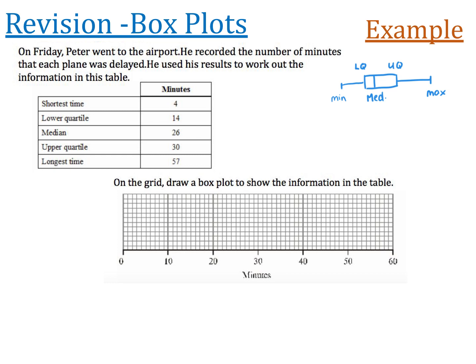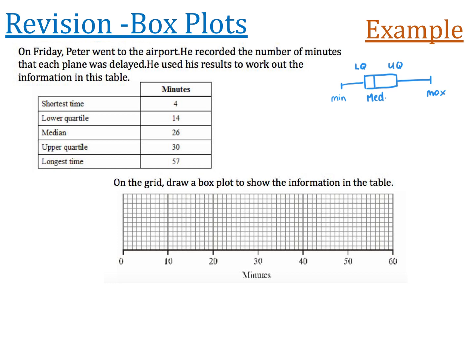So on Friday, Peter went to the airport. He recorded the number of minutes that a bunch of planes were delayed, and he used his results to work out the information in this table. He figured out the shortest time that a plane was delayed was 4 minutes, the lower quartile was 14, the median was 26 minutes, the upper quartile was 30 minutes, and the longest time that a plane was delayed was 57 minutes. They want us to draw a picture of all of this, so let's go ahead and do this.